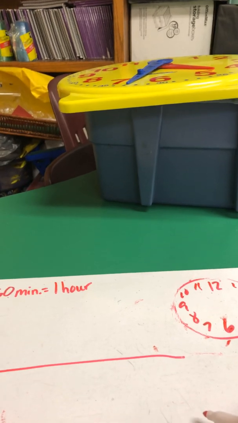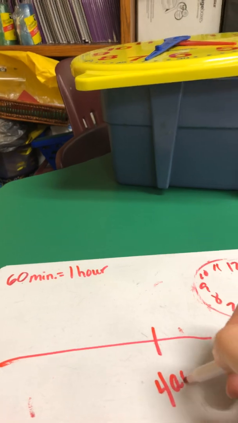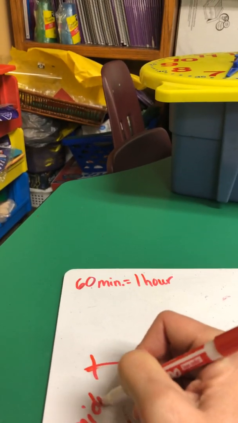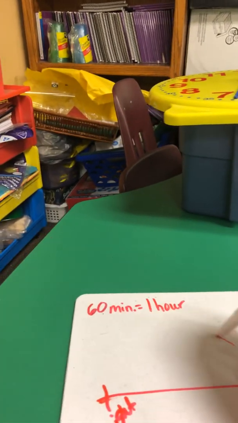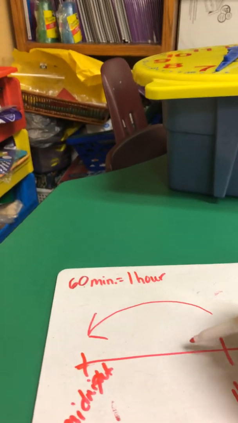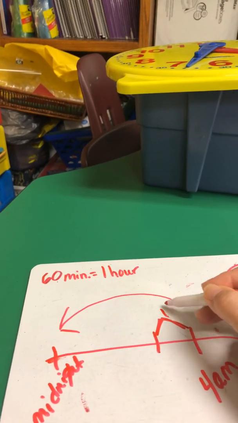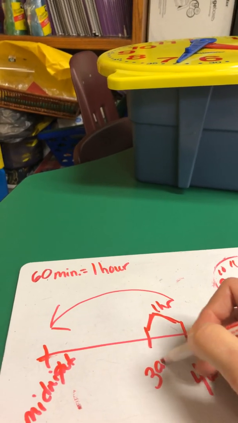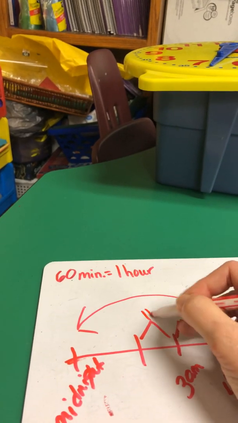Okay, so what if I said I woke up at 4 a.m. and I had gone to sleep at midnight. How long is it if I'm going back in time from 4 a.m. to midnight? Well, I can go back an hour. And what's a number before 4? 3 a.m. I could go back another hour.